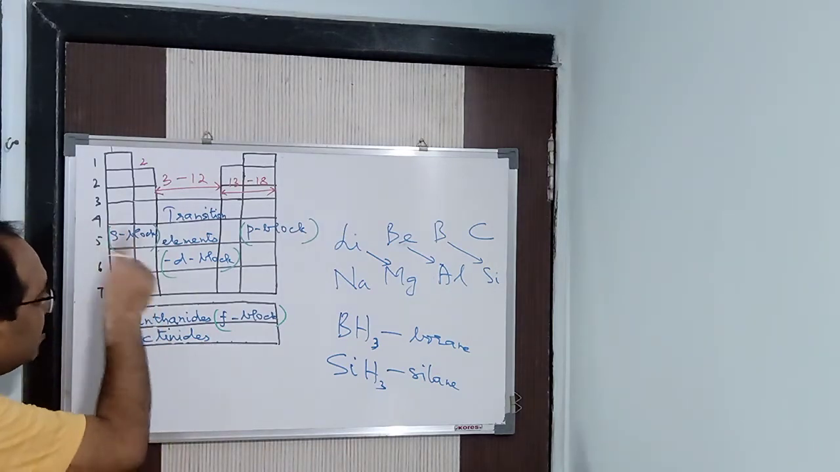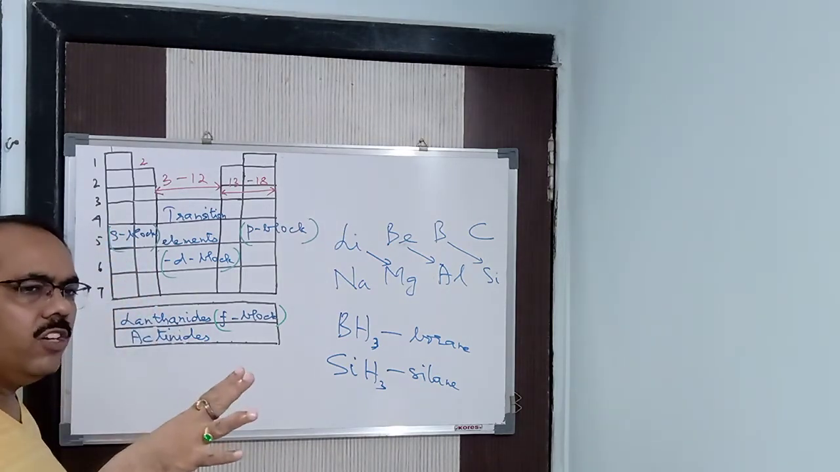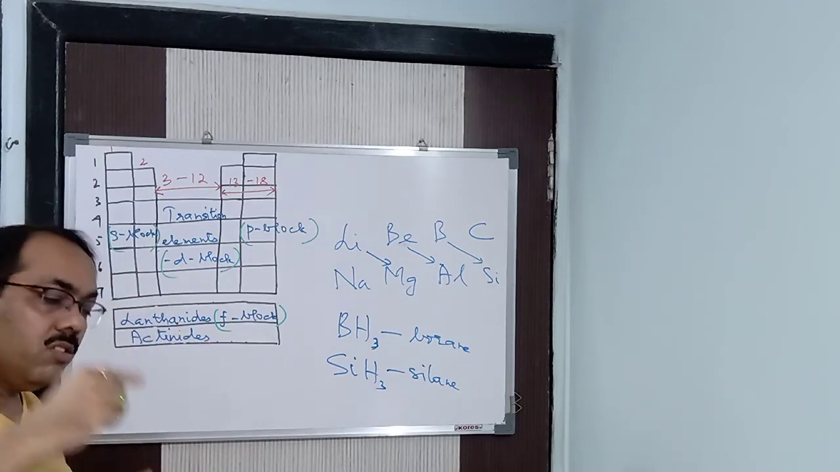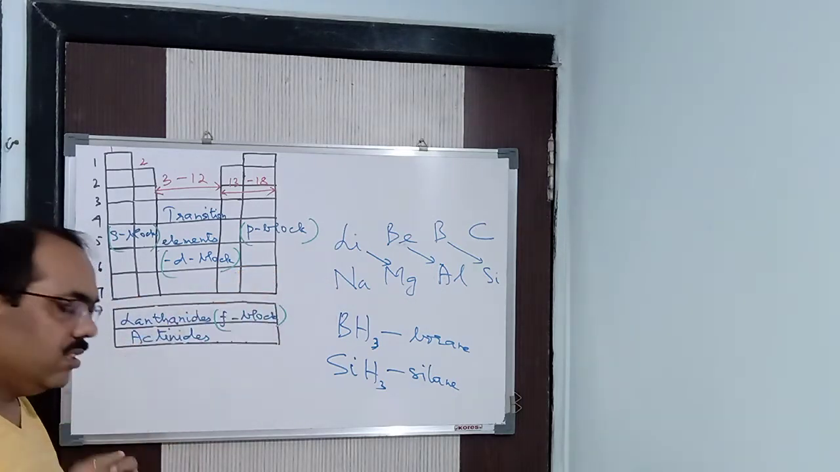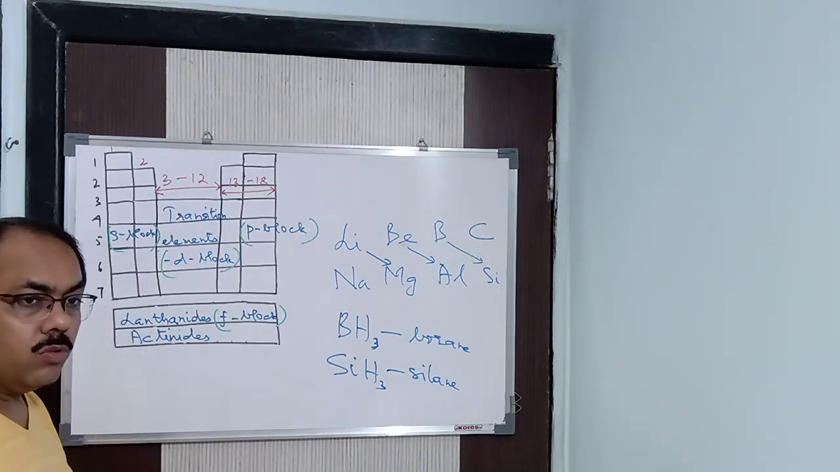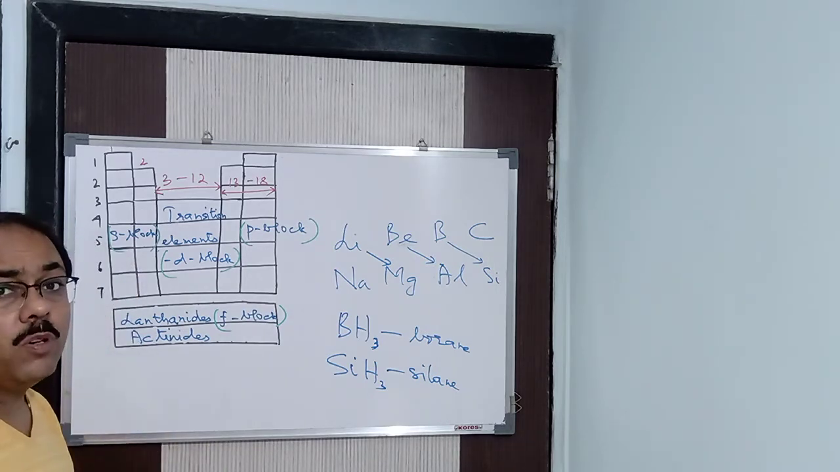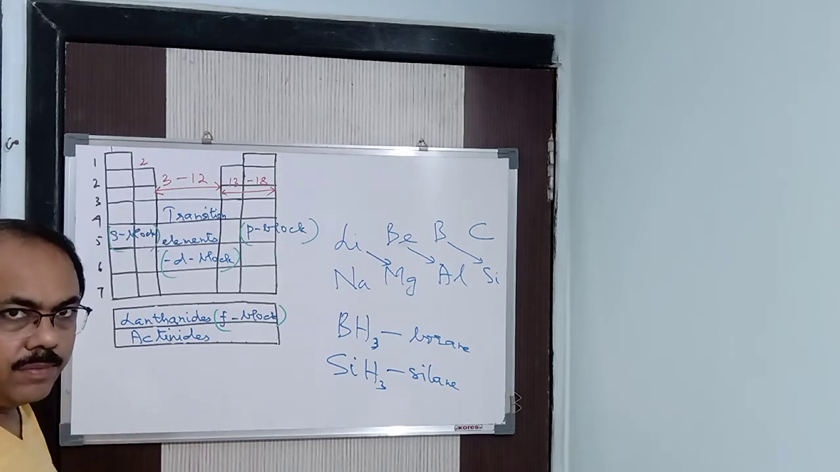So the number of shells is increasing. So it is easy for you to remove an electron from the outermost shell because you are going far away from the nucleus. You know that the nuclear force is decreasing. As it becomes easy, it readily forms an electropositive metal. Got it?